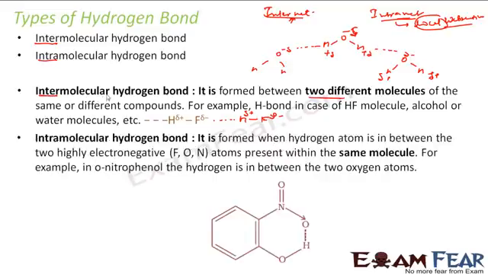When you talk about intramolecular hydrogen bond, that means it is local, within the same molecule. That means when a hydrogen atom is in between 2 electronegative atoms, fluorine, oxygen, nitrogen, in the same molecule. For example, if you see in this case, there is a hydrogen here, there is oxygen here, and there is a bond between them. This is called intramolecular. This is local, within the same molecule. When you talk about intermolecular, you talk about 2 different molecules.